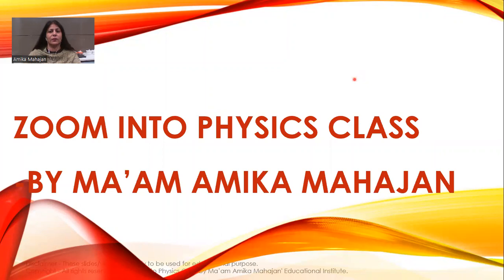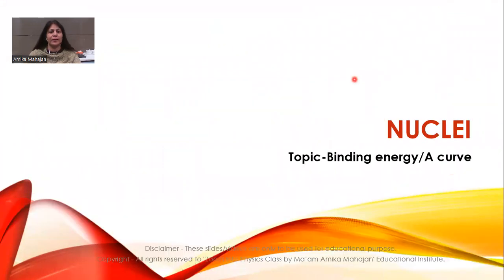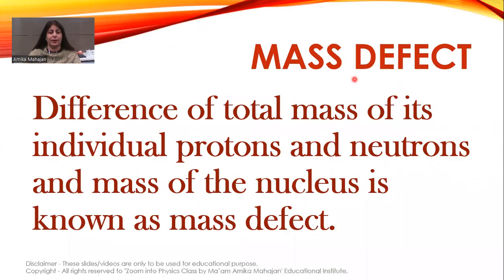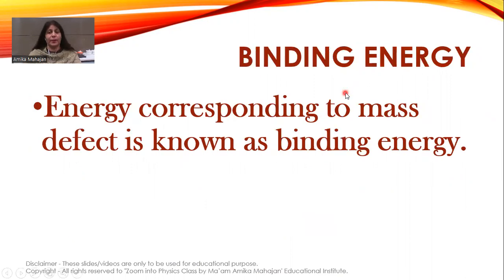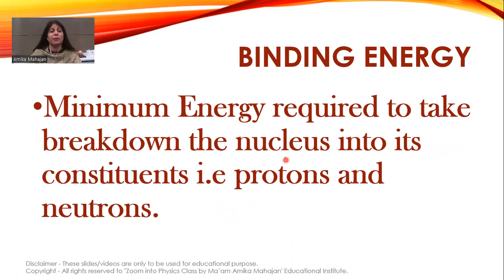Welcome to my channel. This video is focused on binding energy per nucleon curve. We have already done what is mass defect. Actually, it is the difference of mass of nucleons constituting nucleus and mass of the nucleus as a whole. And energy corresponding to this mass defect is known as binding energy. Actually, binding energy is the minimum energy required to break the nucleus into its constituents.